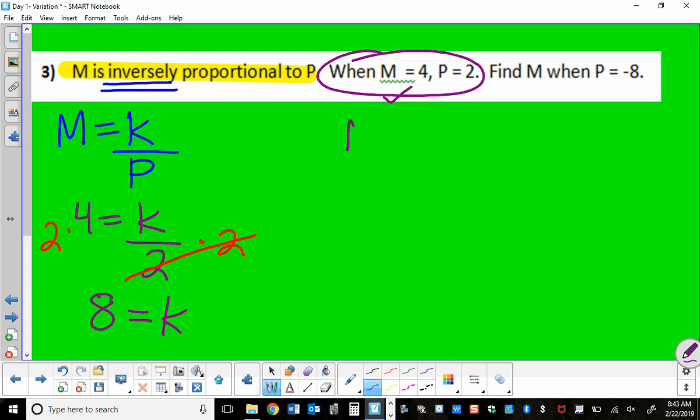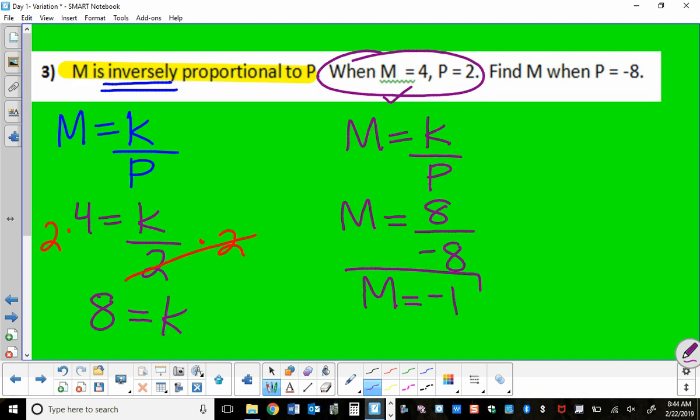Now I'm going to rewrite my equation. M equals k over p. So then it says find m, so that's still going to be my variable, when p is negative 8. Well, my k was what? Positive 8. So what is m going to be? What is positive 8 divided by negative 8? Negative 1. And we're done.